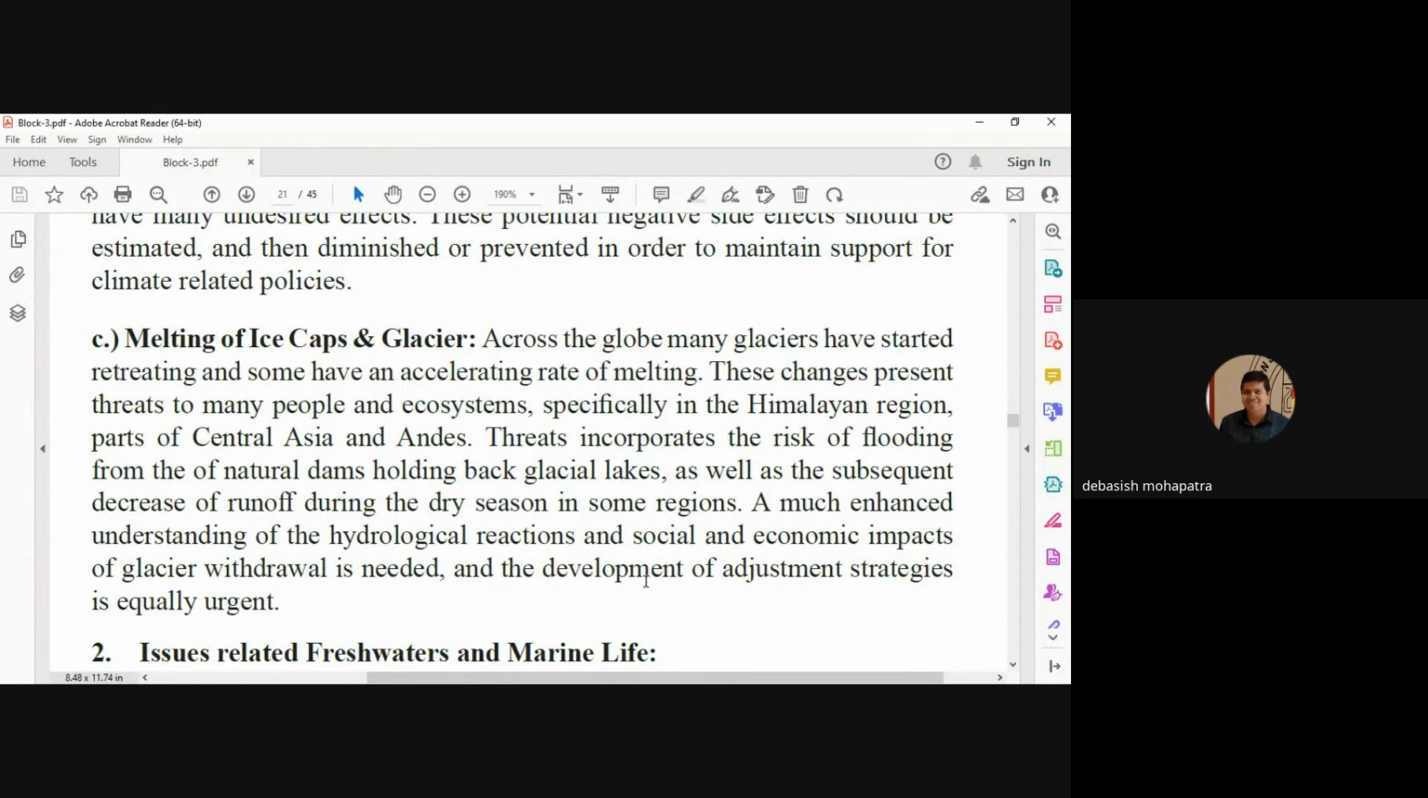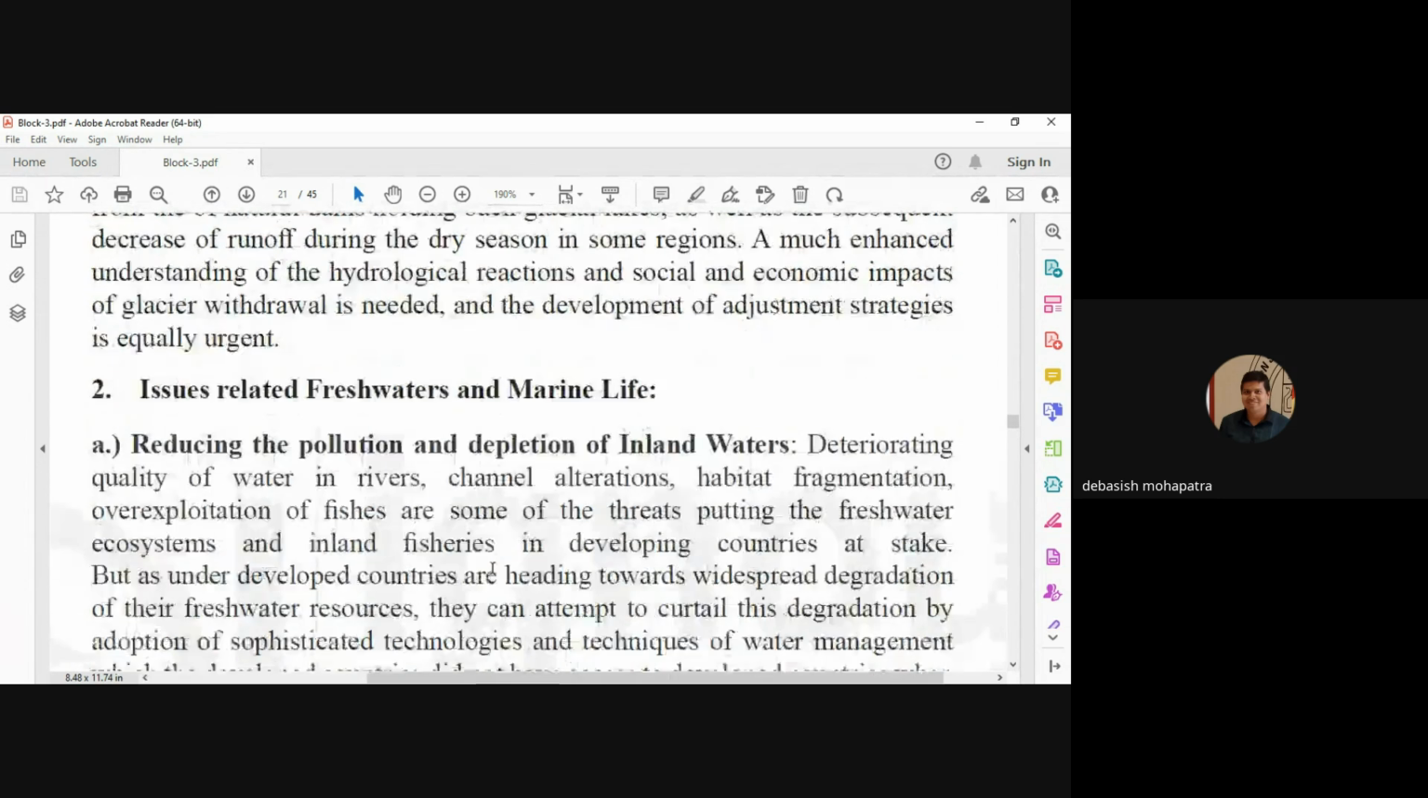Melting of ice caps and glaciers across the globe. Many glaciers have started retreating and some have an accelerated rate of melting. These changes present a threat to many peoples and ecosystems, especially in the Himalayan region, parts of Central Asia and the Andes. Threats include the risk of flooding from the natural dams holding back glacial lakes, as well as a subsequent decrease of runoff during the dry season in some regions. So a much enhanced understanding of the hydrological reactions and the social and economic impact of glacier withdrawal is needed, and the development of adaptation strategies is equally urgent.